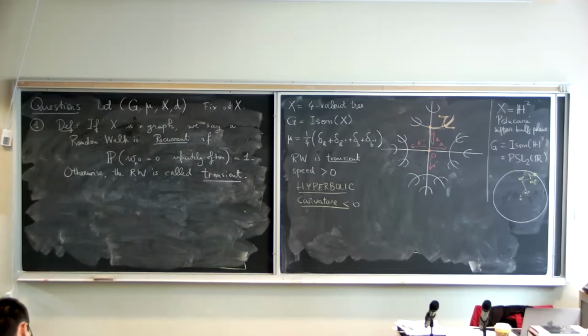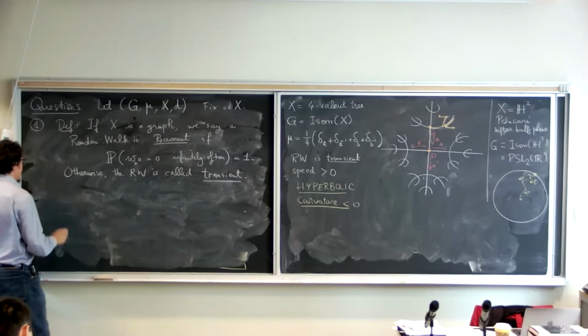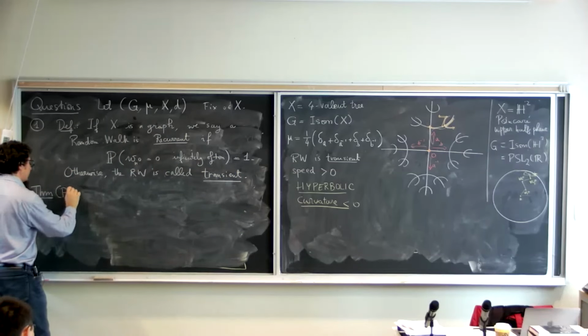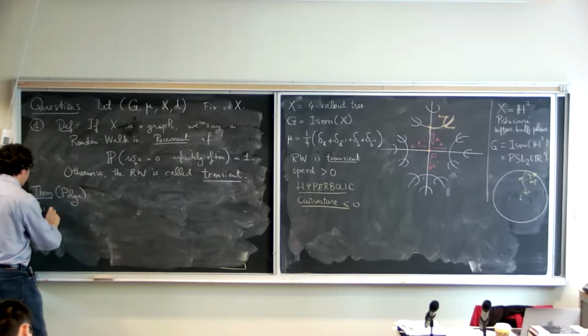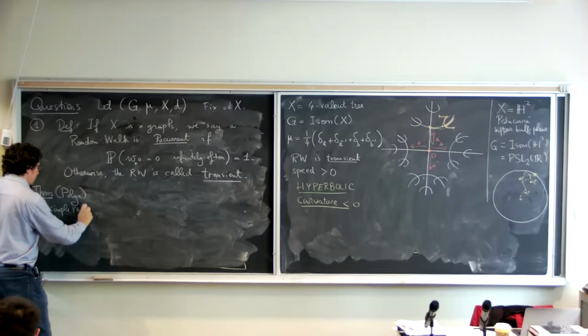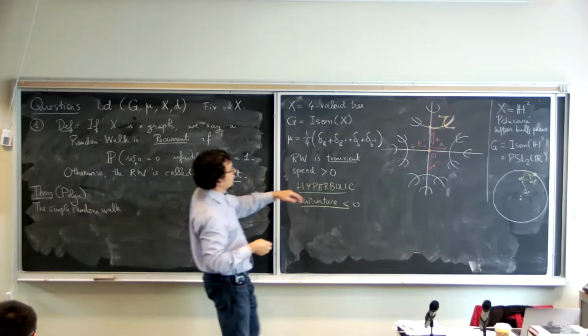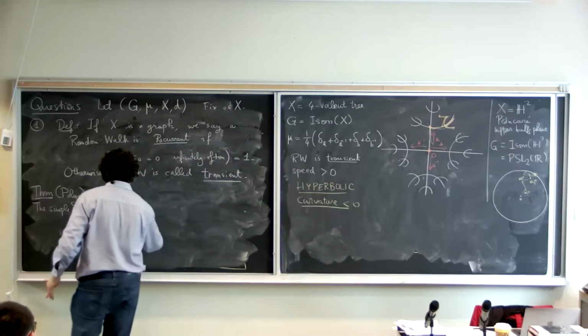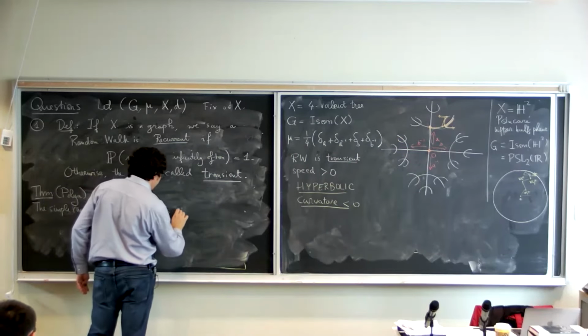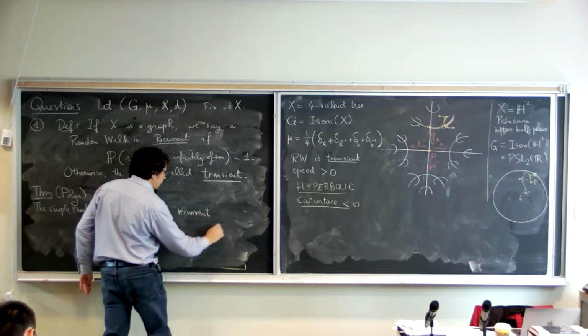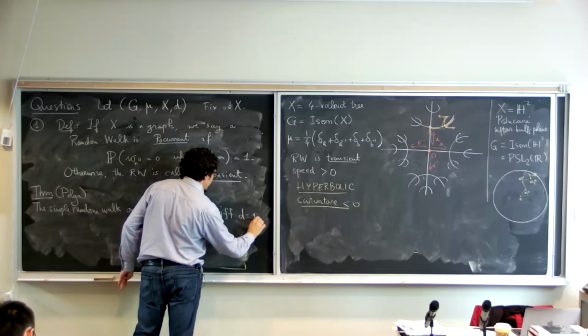In fact, the first classical theorem that was studied is the following, the famous theorem of Pólya: that the simple random walk. So what is a simple random walk? A simple random walk means that at each stage, you're choosing only the neighboring vertices with uniform probability, like we did here, where we had four neighbors, so we choose them uniformly. On Z^d it is recurrent if and only if d equals one or two.